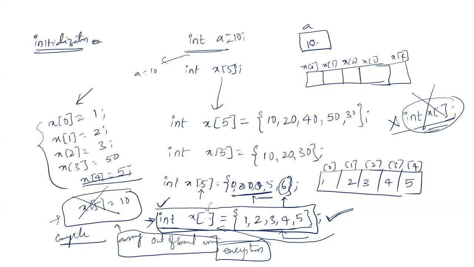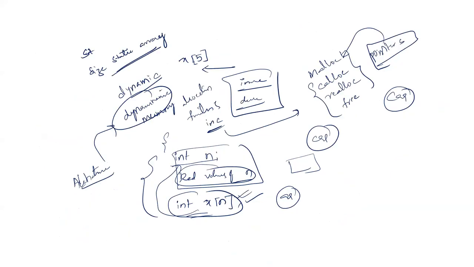This is about initialization of your arrays. This is about single value initialization. This is multiple values at a time. And as we ask the question, sir, if I have int x of 60, should I give 60 values here itself? Yes, you have to give 60 values here itself.